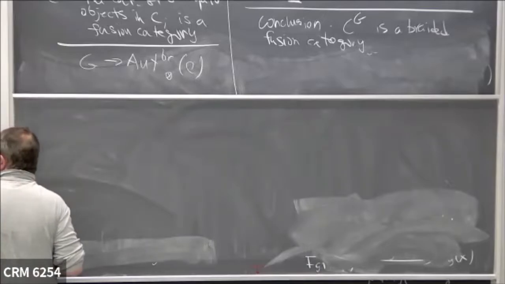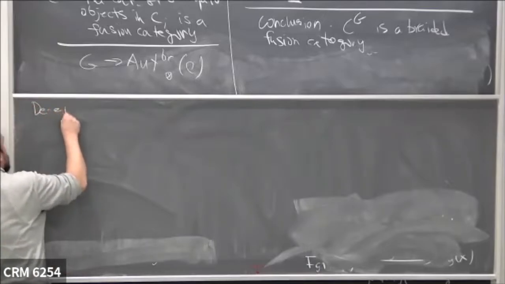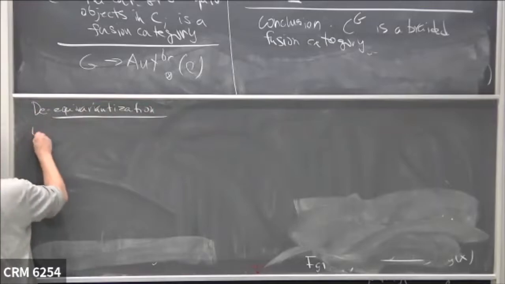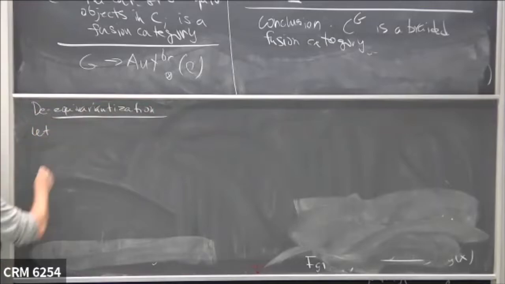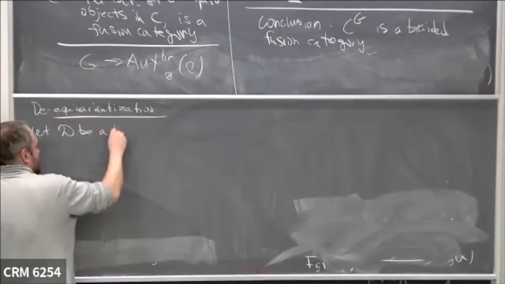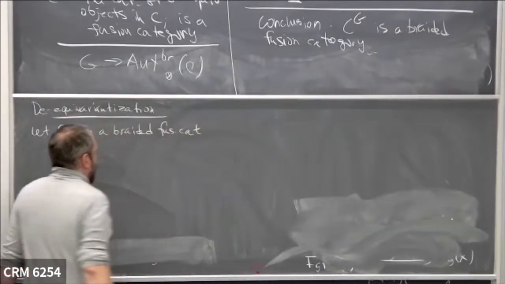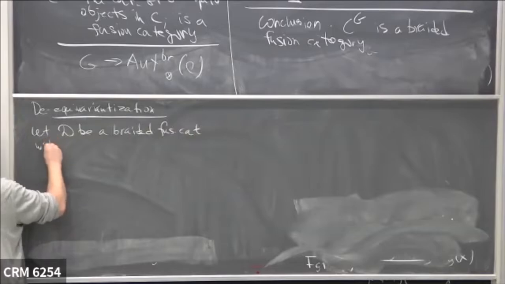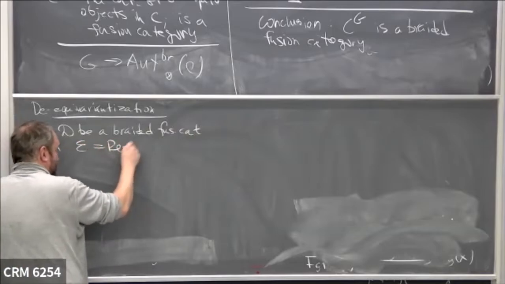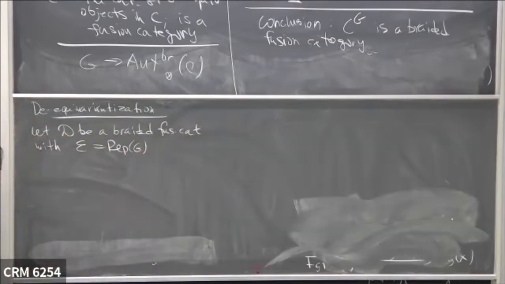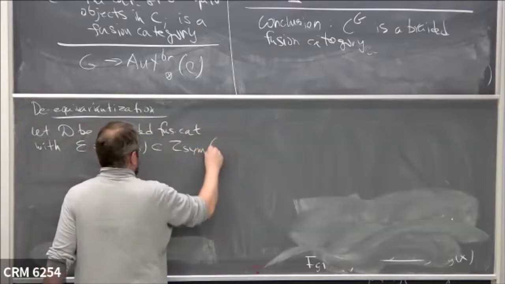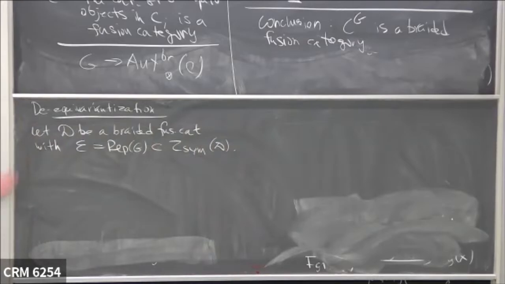All right. Okay, so let's talk about de-equivariantization. So the setup is the same as on the right hand side of this diagram. So now let's say D is a braided category with, I call it E, the Tannakian category of representations of a group G, that sits inside the symmetric center of D. All right. So what we want to do is somehow to cancel this part.